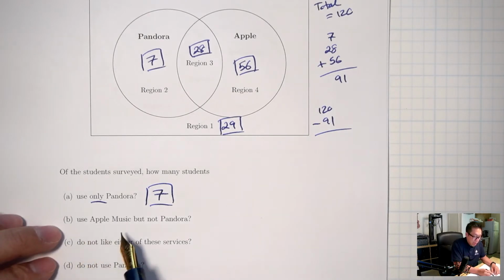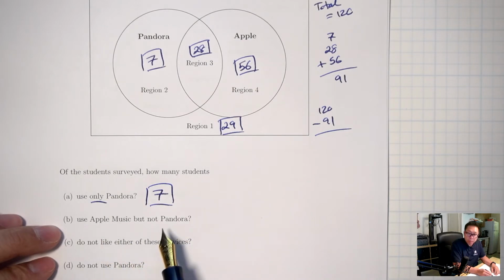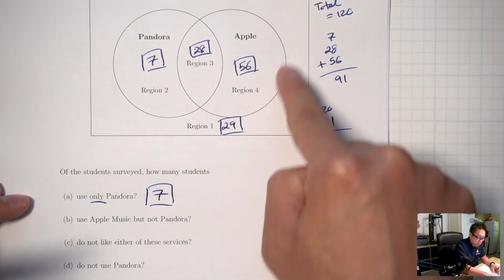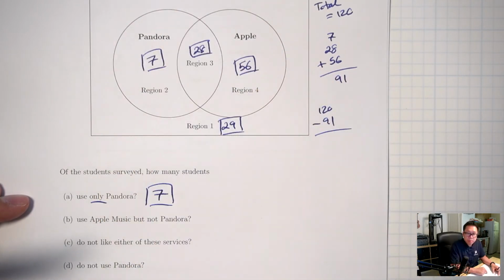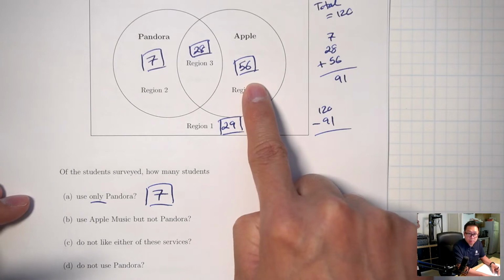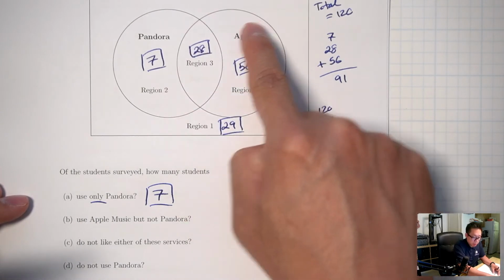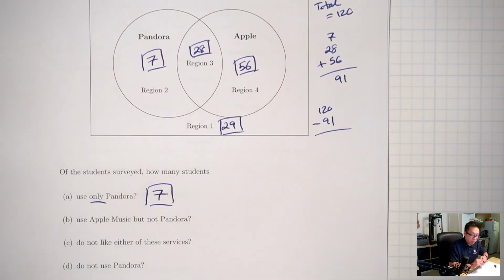How many people use Apple but not Pandora? So this is asking a similar thing, right? Use Apple, so inside Apple, outside Pandora. So what number is inside Apple, outside of Pandora? That's the 56, right? 56 is inside the Apple, but outside of the Pandora.